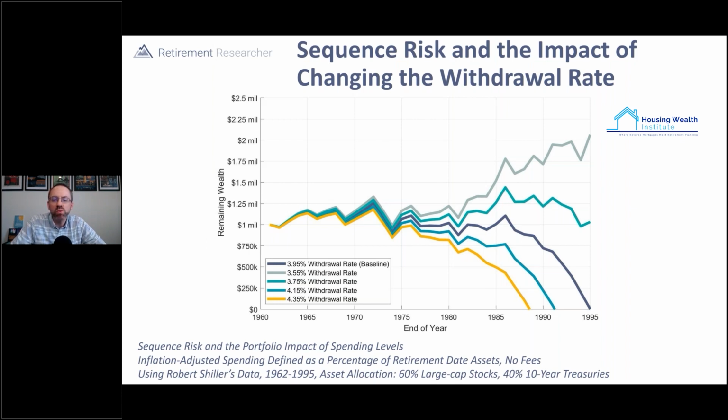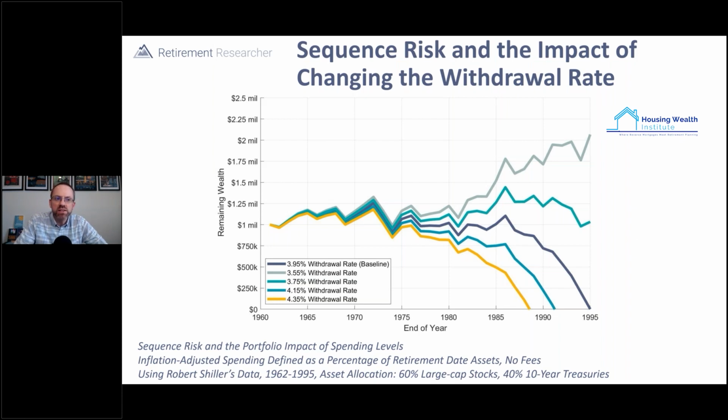This is by no means the worst case scenario in history. It's an example, but the first big market downturn in this retirement doesn't happen for about 9 years. But we're looking at market returns from 62 to 95, large cap US stocks, 10-year US government treasuries, 60-40 asset allocation. We're looking at the distribution rate.